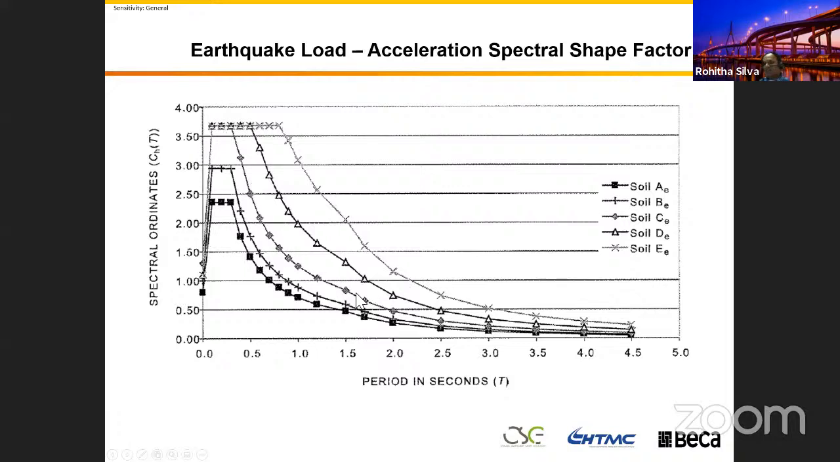Suppose some engineers don't want to use this. They use one of these curves according to the subsoil condition. You can easily identify the curve, get the area under this curve, and divide it by the time period 4.5.